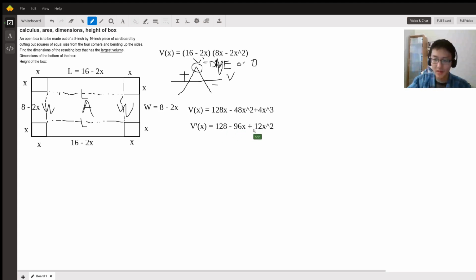Further simplifying it, if we just factor out everything by 12, then you could get 12 times 8x, and then 12 divided by... Well, I'm going to continue this under the written responses.